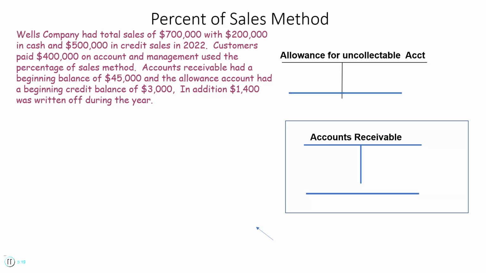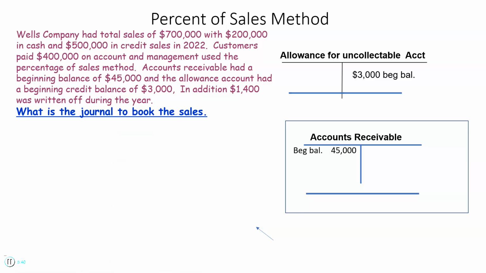Customers paid us 400,000. We had a beginning balance in accounts receivable of 45,000, and the allowance account had a credit balance of 3,000, and in addition 1,400 was written off during the year. Now what I like to do is T accounts, and I like to start by setting up my balances.